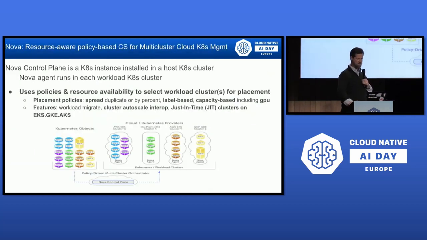All right, what is Nova? So Nova is a policy-based cluster scheduler, and some of the benefits and capabilities that it provides is the ability to place workloads based on different spread constraints, label-based, capacity-based, including GPUs. You can migrate your workloads, you can auto-scale, and you can do just-in-time clusters as well across all the major Kubernetes service providers, EKS, GKE, and AKS.